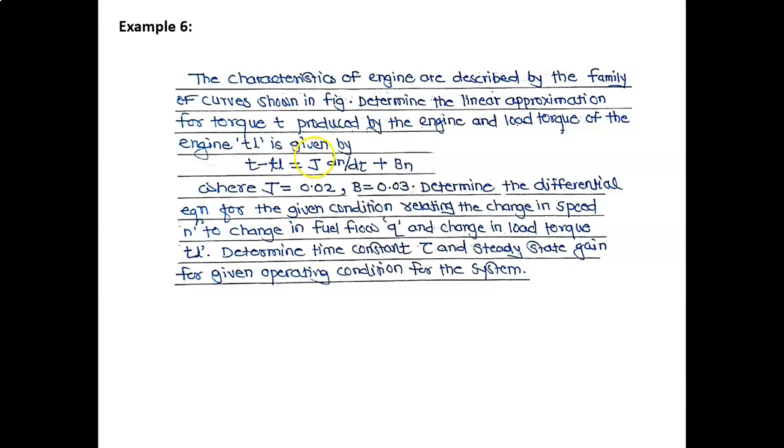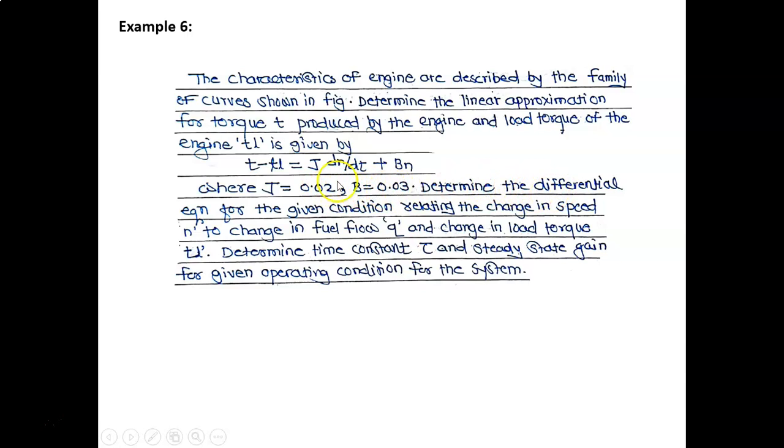Now, example 6. The characteristics of an engine are described by the family of curves shown in the figure. Determine the linear approximation for torque T produced by the engine, and the load torque of the engine TL is given by T minus TL is equal to J into dN by dt plus Bn, where J is equal to 0.02 and B is equal to 0.03.